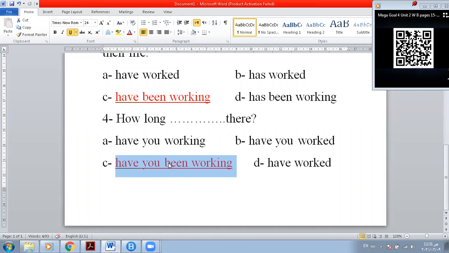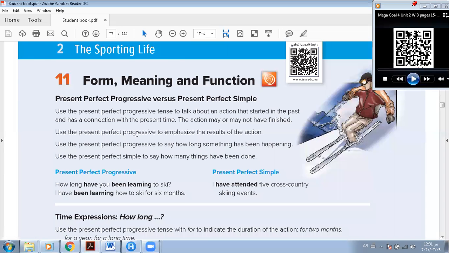Okay, my dear students, I want to say here in this sentence or question, we have to use the present perfect progressive because we start the question with how long. And if we want to ask about the duration, we have to use the present perfect progressive. Okay, my dear students, at the end, I want to remind you what we explained.